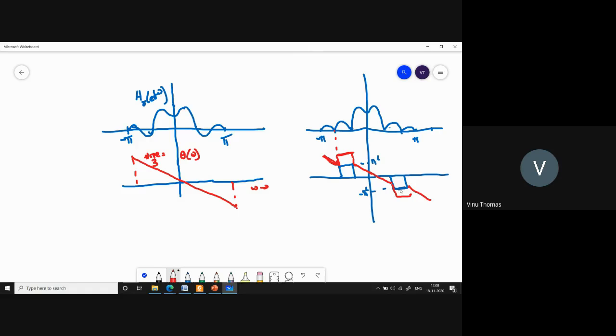So this is not easy to appreciate. The linear characteristics is not easy to appreciate with this kind of a phase response. Whereas the phase response is easier to represent with the amplitude response instead of the magnitude response. So that is the significance of the magnitude response of the zero phase response. Okay, so we'll go back to the presentation now.